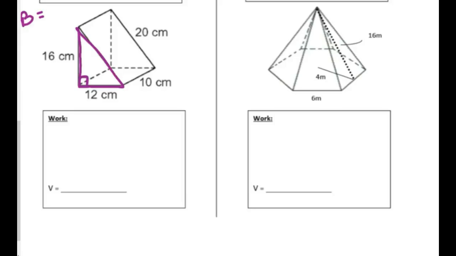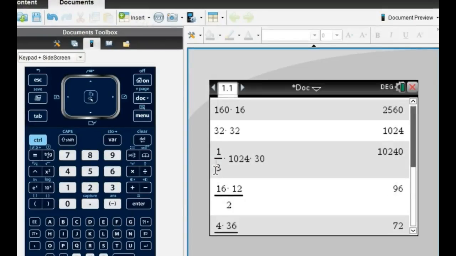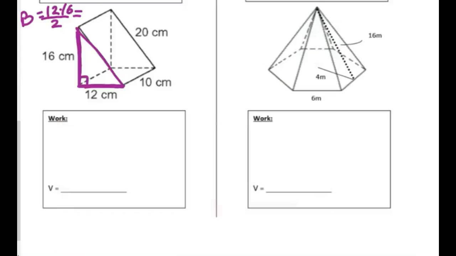In this case, we don't need to use any Pythagorean theorem. So what is the base? 12. And what's the height? 16. So 12 times 16, don't forget to divide by 2. Okay, so 12 times 16 divided by 2 gave me 96 on my calculator.